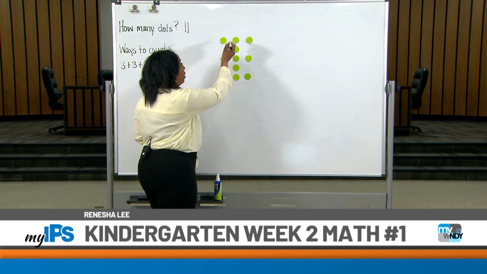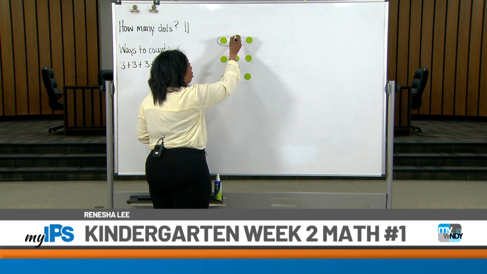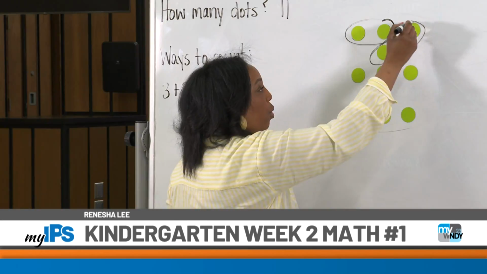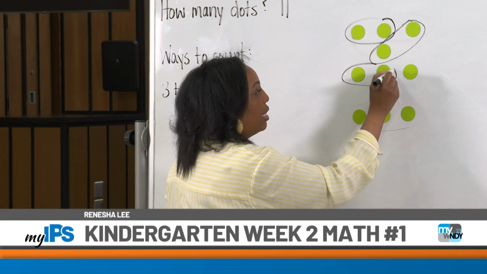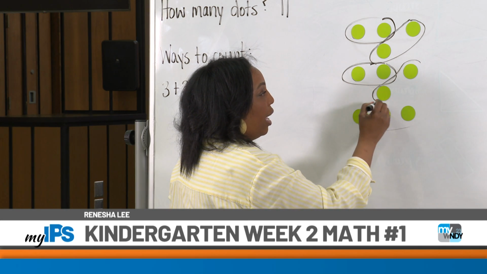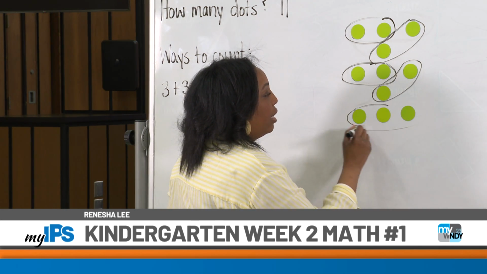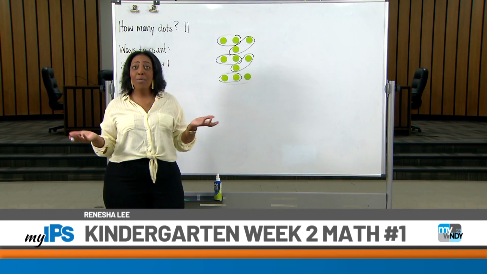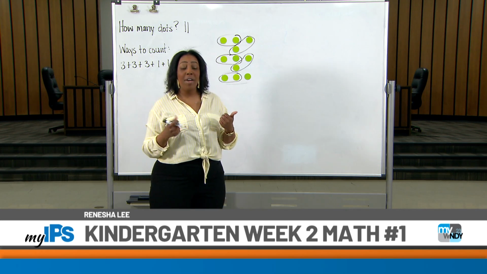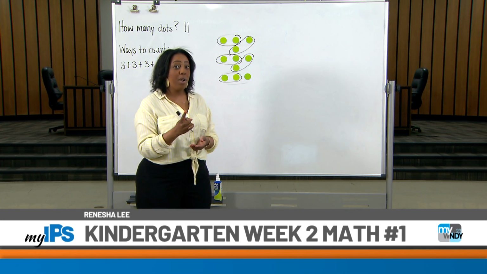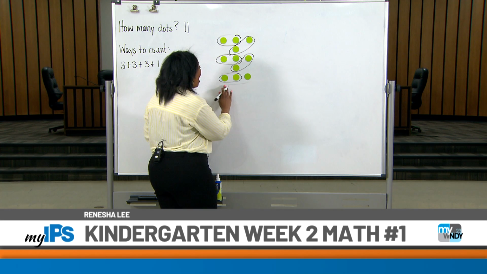Another way that you could count these dots is you can group them by 2s. So let's try that one. So we've got 2, 4, 6, 8, 10. And then we have an odd one out. So now we can just count on. So we've got 10 and we count one more. That makes 11. You're right.